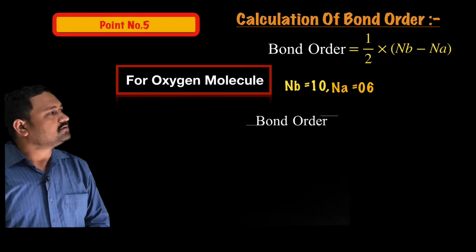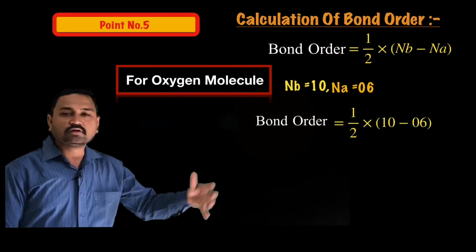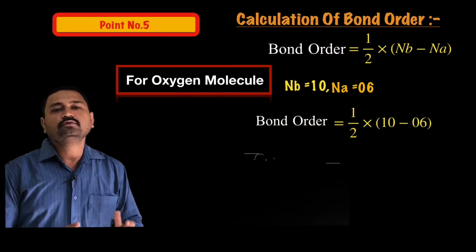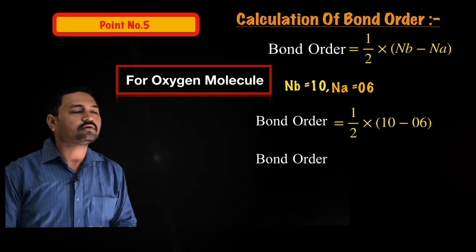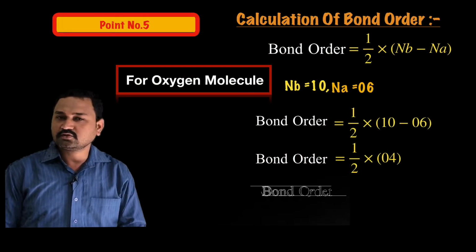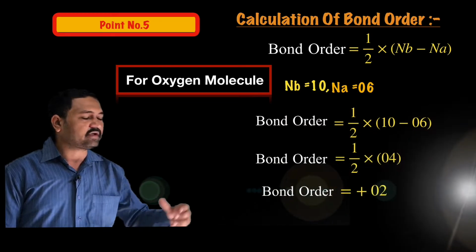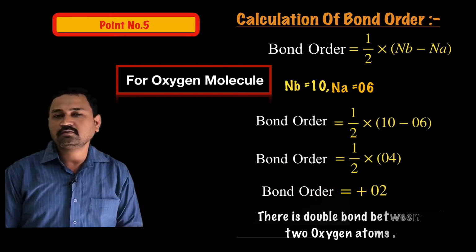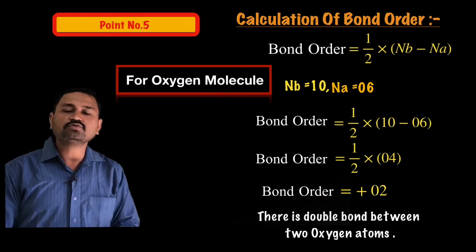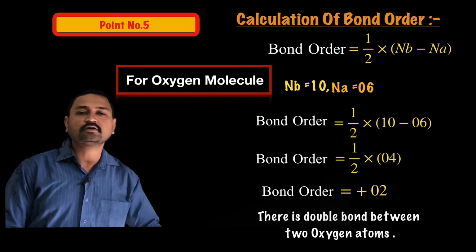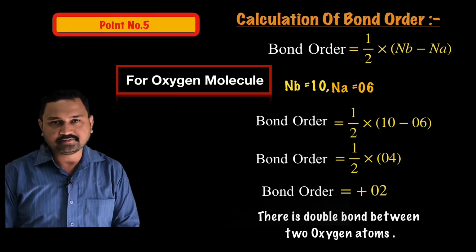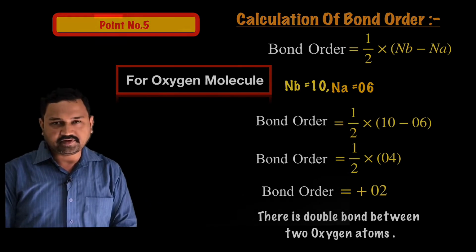By putting these values into the formula, bond order equals 1 by 2 into 10 minus 6, therefore bond order equals 1 by 2 into 4, and in the final calculation the bond order comes to be plus 2. So these two oxygen atoms are connected to each other by a double bond. So that is our point number 5.